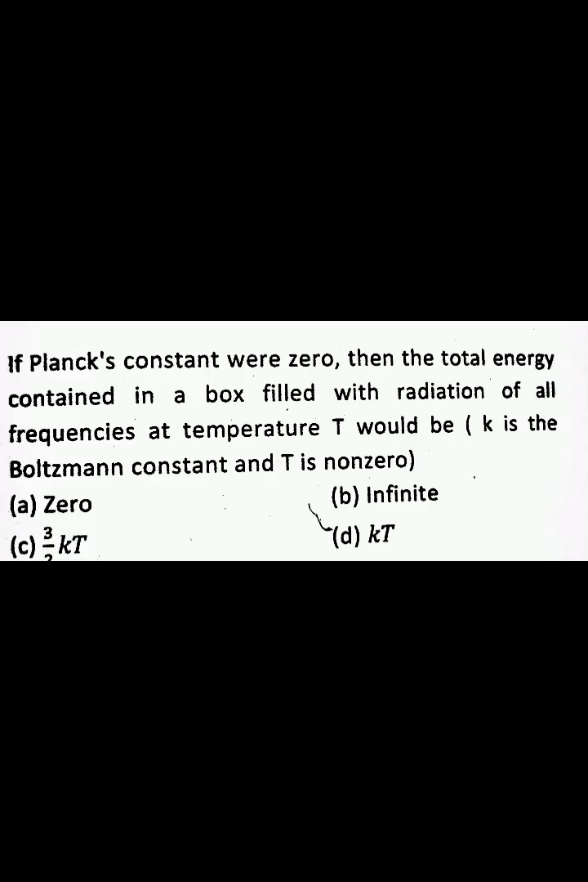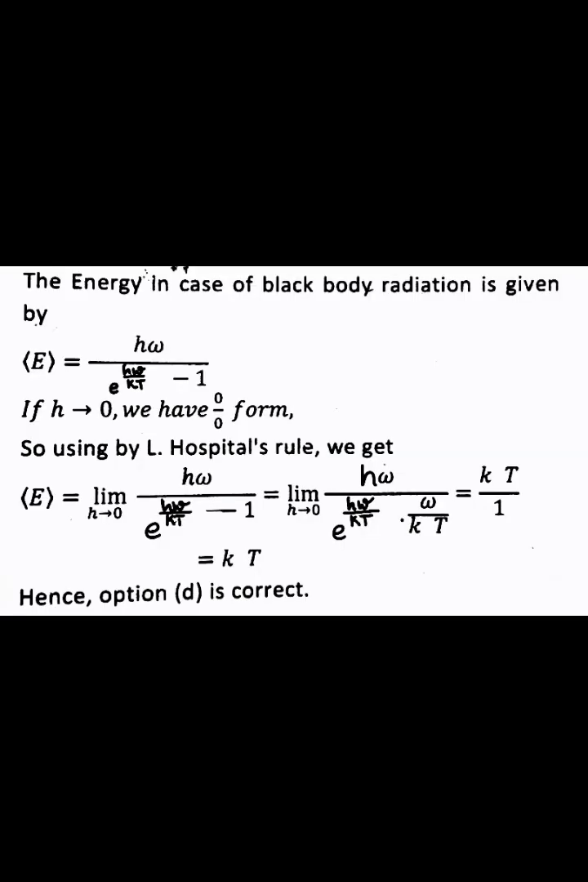The next question is, if Planck's constant were 0, then the total energy contained in a box filled with the radiation of all frequency at temperature T would be. So here, energy in the case of the black body radiation is E = hω / (e^(hω/kT) − 1). When h tends to 0, then E is in the 0/0 form. So we need to apply the L'Hospital rule.